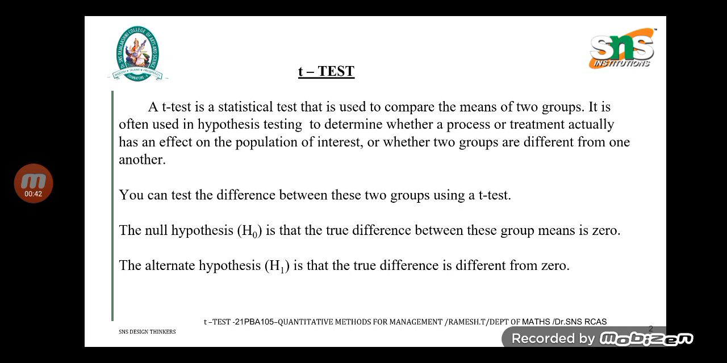So the test can differentiate between two groups using the t-test. The null hypothesis H0 is that the true difference between these group means is 0. The alternative hypothesis is that the true difference is different from 0.